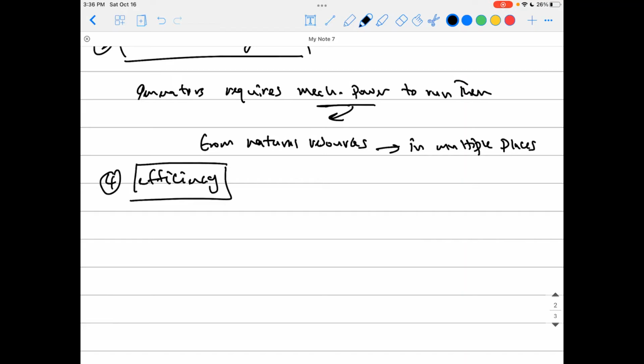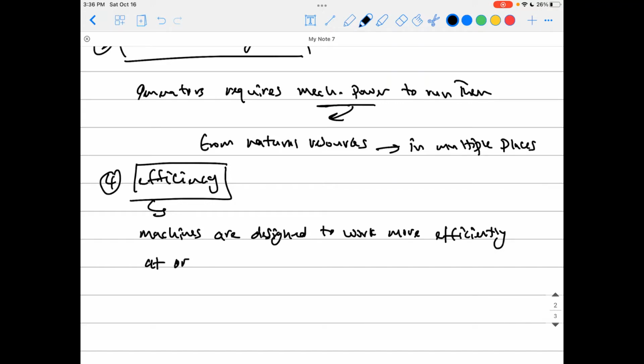Okay, what I mean by efficiency is machines are designed to work more efficiently at or near its rated power capacity.